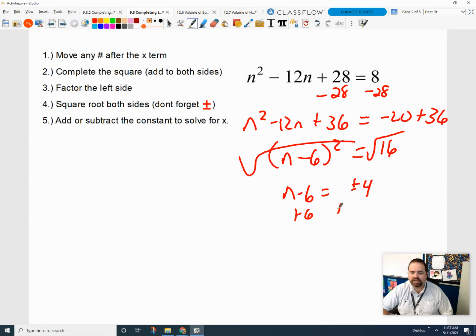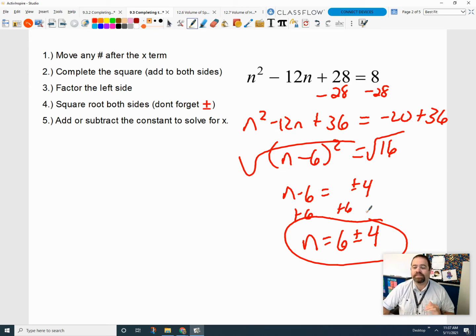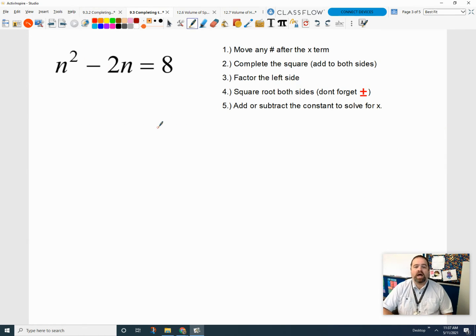Add 6, n is 6 plus or minus 4. That one's done. If you want to split that up into the two separate answers, 10 and 2, go for it. You don't have to for me. Actually, it's a little bit easier if you leave them like that for me to grade. Okay, that's it. Make a hole, complete your perfect square, and then kind of finish up on the process. I'm going to skip this one because basically the hole's already there.